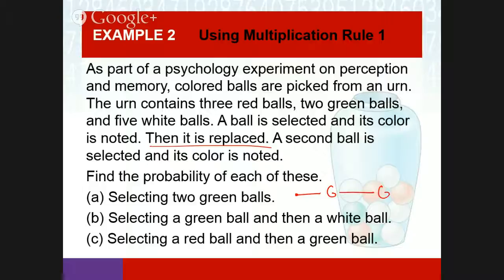The key here is every time I pull out a ball, I replace it, right? So what's the probability of the first one being green? 1/5. So there are 2 green out of 10. I could put 2 out of 10, or I could simplify that to 1/5. What's the probability of getting the second one green? 1/5, right? Because I replaced that green one. So that would be 1/25.